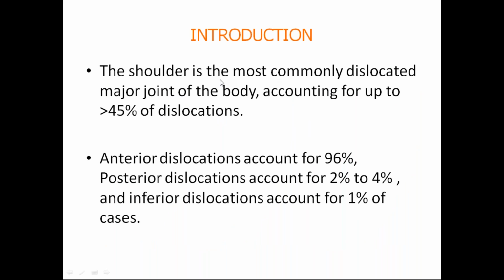So coming to the introduction. Shoulder dislocation is the most commonly dislocated major joint of the body. It accounts for up to 45% of the dislocations. In this, the anterior dislocation is the most common type. It accounts for up to 96% of shoulder dislocations, whereas posterior dislocations account for 2 to 4% and inferior dislocations account for up to 1% of the shoulder dislocation cases.